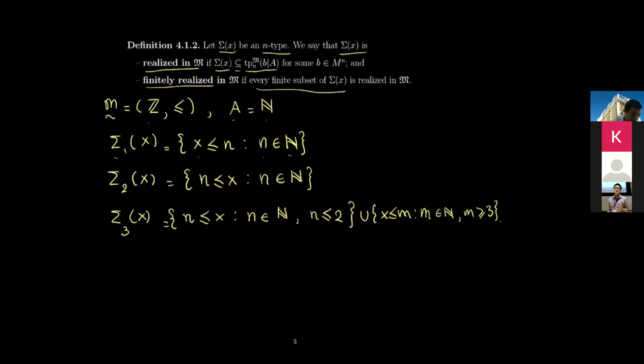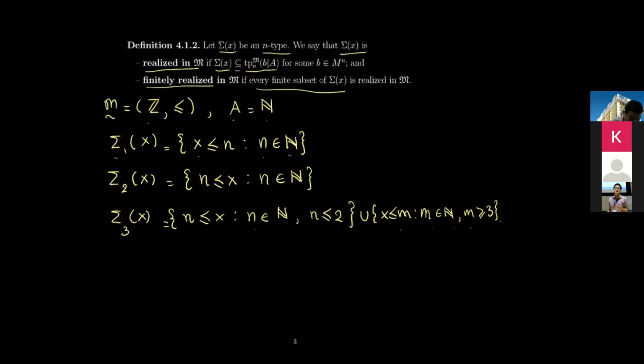You can look at sigma 2(x), which is the set of n less than or equal to x, where n is a natural number. And you can look at something like this, sigma 3(x). So sigma 3(x) is a union of these two sets: n less than or equal to x when n is a natural number, and n less than or equal to 2, and x is less than or equal to m, where m is a natural number and m is greater than or equal to 3.